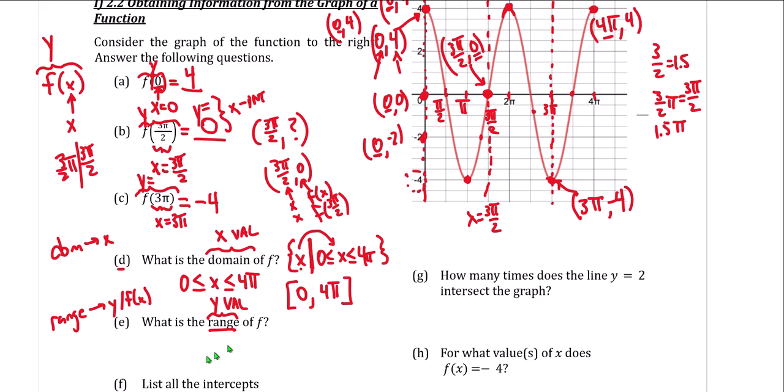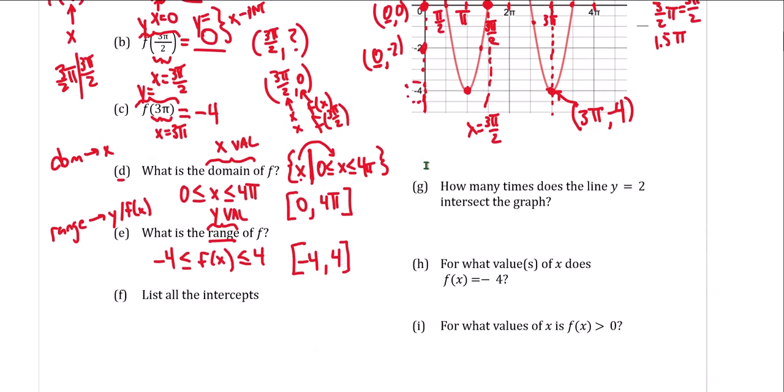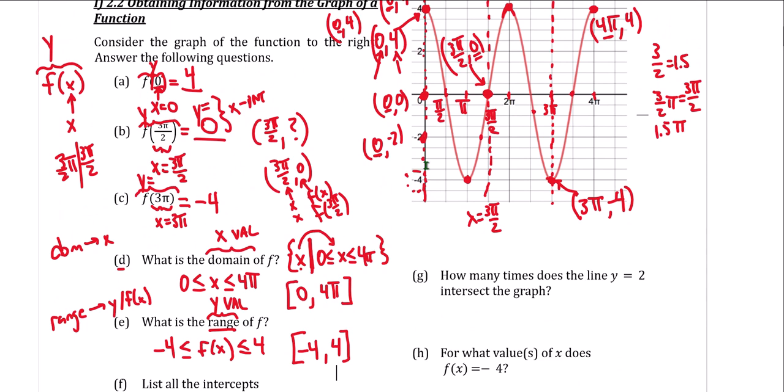So the range of f, and again, there's multiple ways that we could write this. I'm going to go ahead and write this, that f of x is greater than or equal to negative 4 and less than or equal to positive 4. So negative 4 is less than or equal to f of x is less than or equal to 4. However, you could once again express the range in interval notation like this. You could express the range in a few different ways, but either of those would be perfectly fine to express the range. In item F, we are asked to list all the intercepts of this curve.